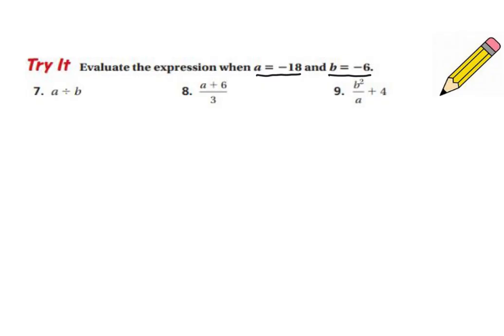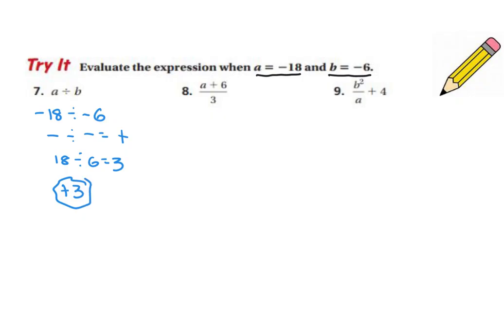So for number 1, we'll rewrite this through substitution. So that's going to be -18 divided by -6. A negative divided by a negative is a positive. 18 divided by 6 is 3. So that's +3.